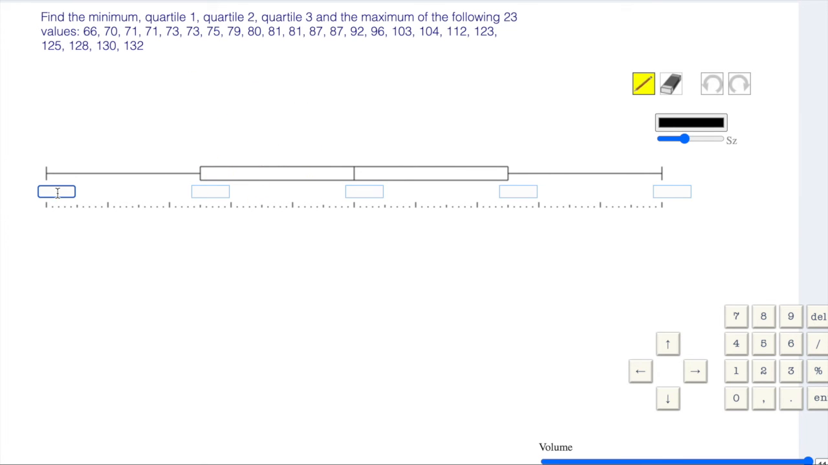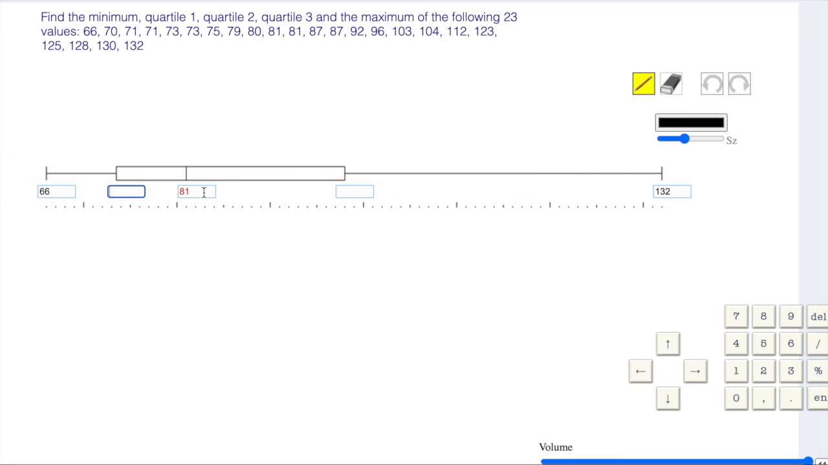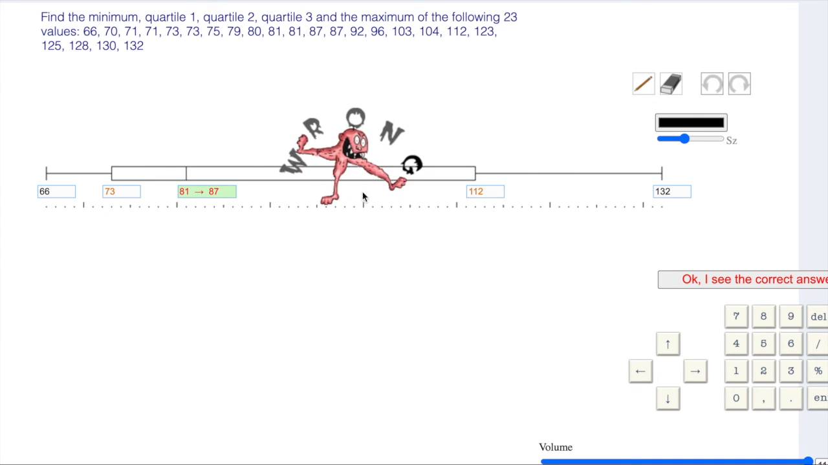Let's say I put in 66, and then I put in 132, and I said that my middle number was, I don't know, 81. And then I said that quartile 1 was 73. And I said that quartile 3 was 112. And we press enter. Well, that's pretty neat. I was right with the 73 and the 112, but I made a mistake with the median. The 81 really should have been an 87.